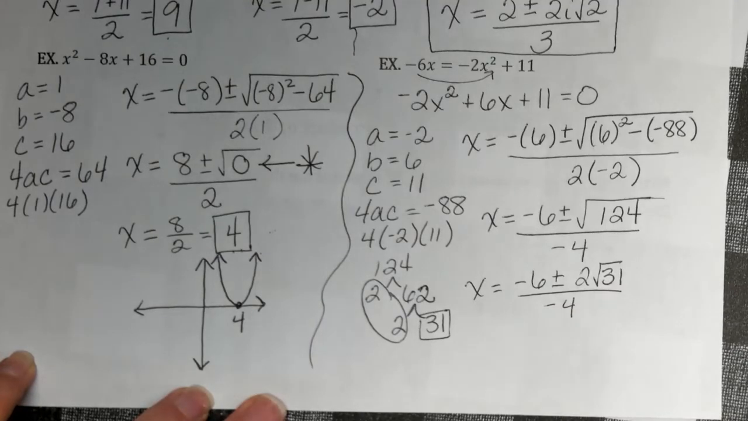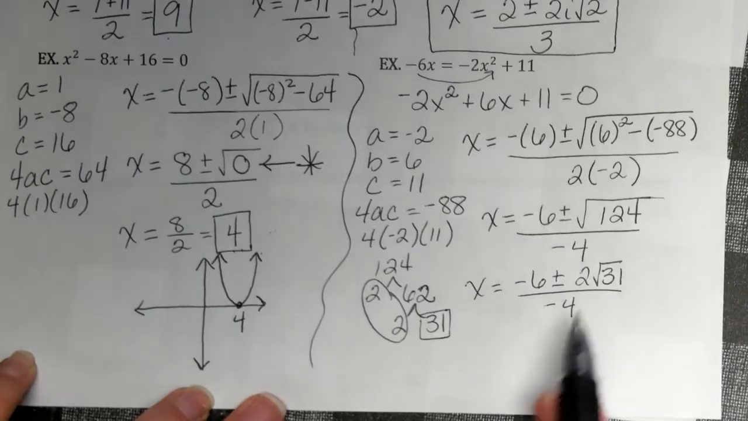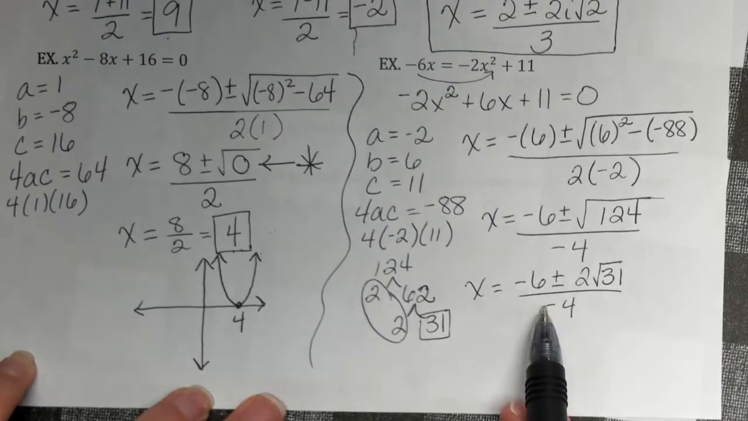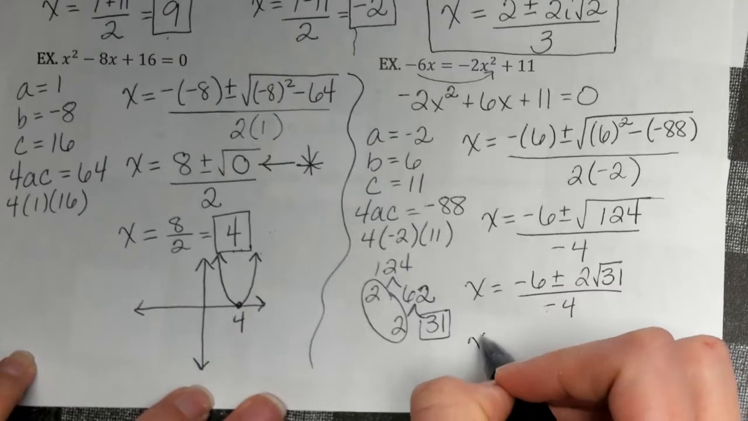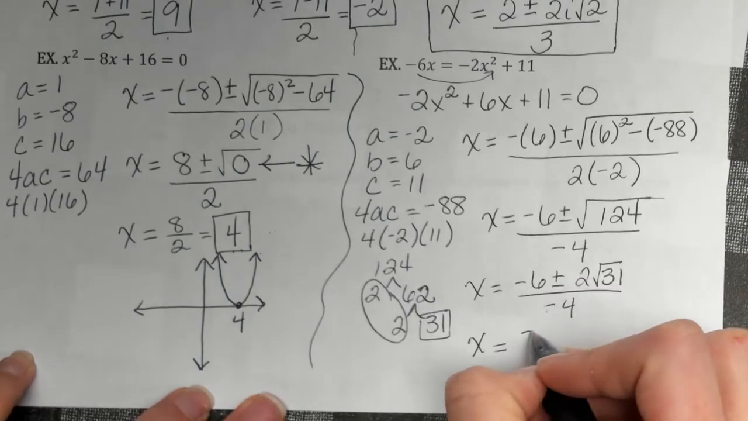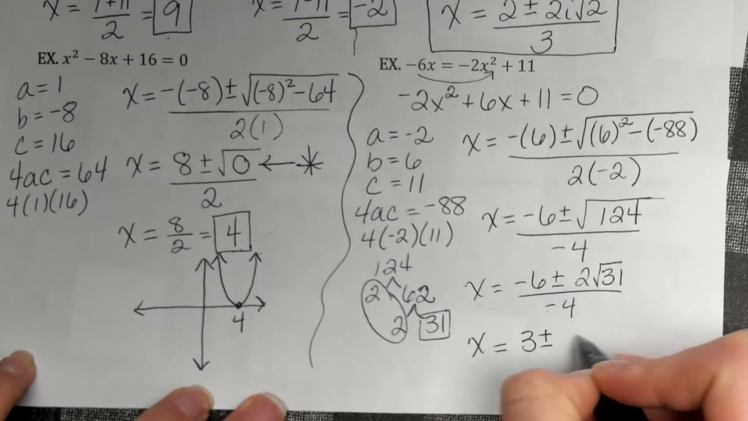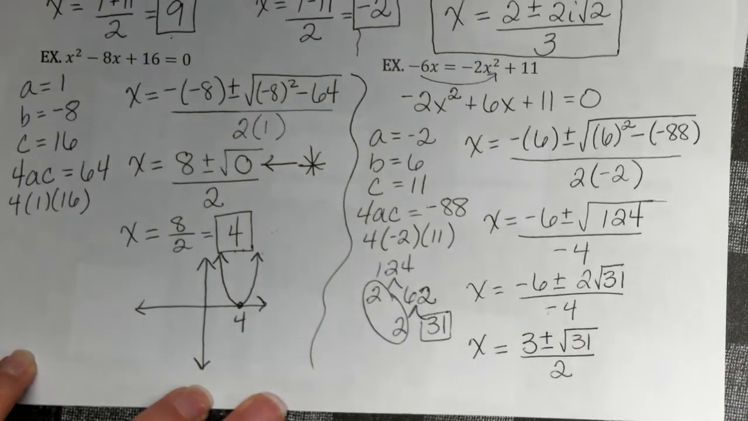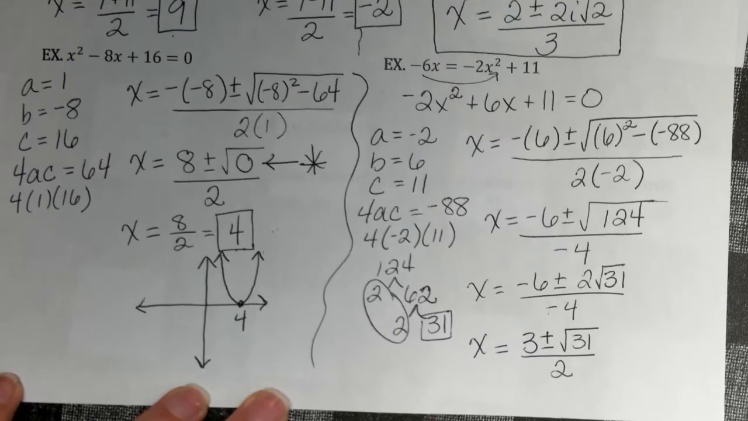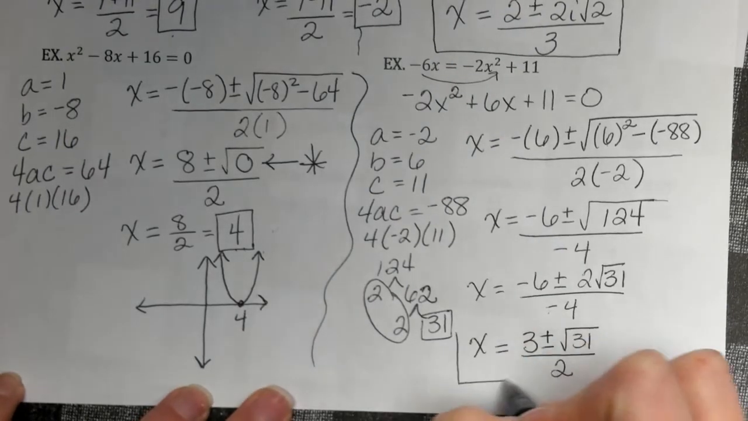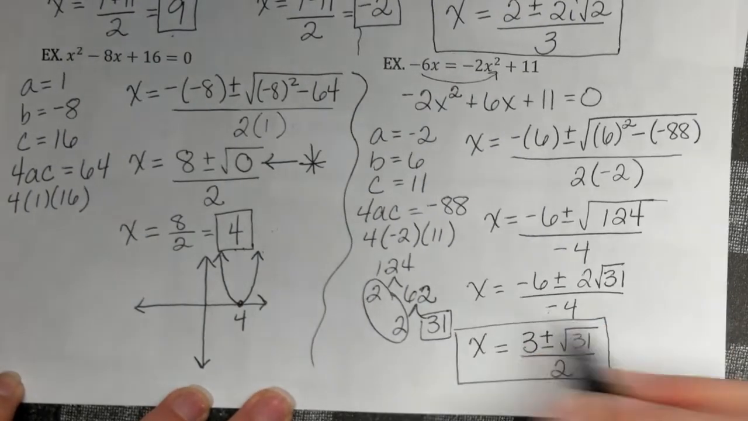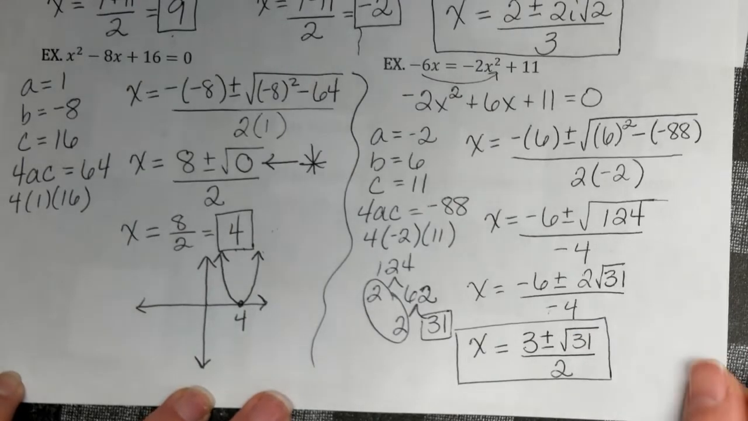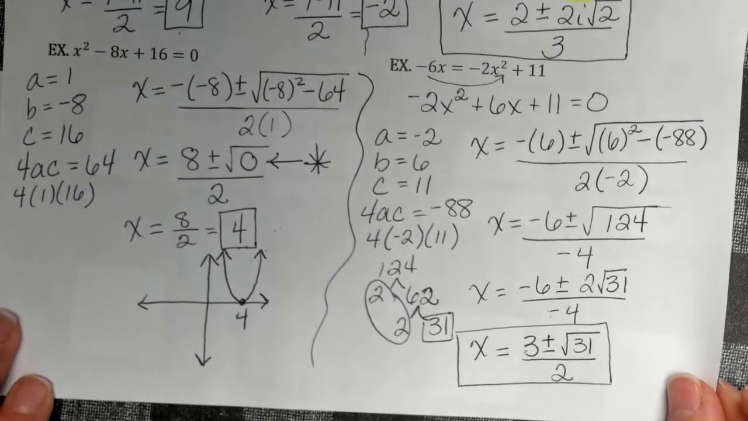Alright? Can I leave it like that? No, I need to simplify. What am I going to simplify by? A negative 2. I've got to take care of the negative in the denominator, and I can divide all of them by 2. So my final answer would be x equals 3 plus or minus the square root of 31 all over 2. Y'all good with that?